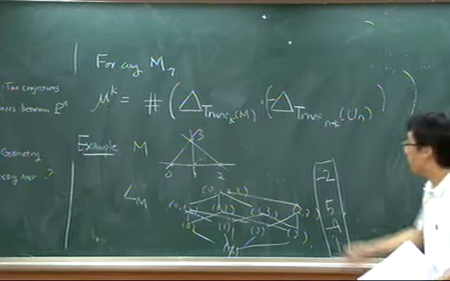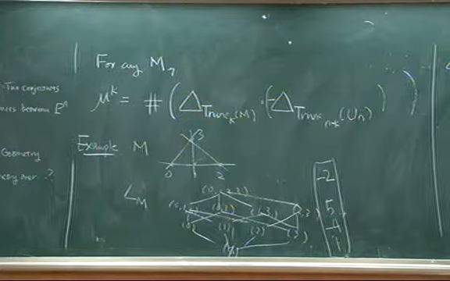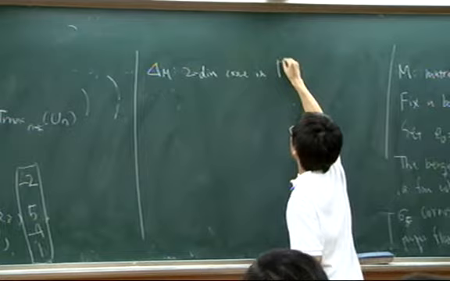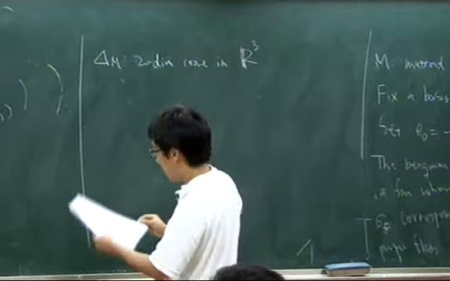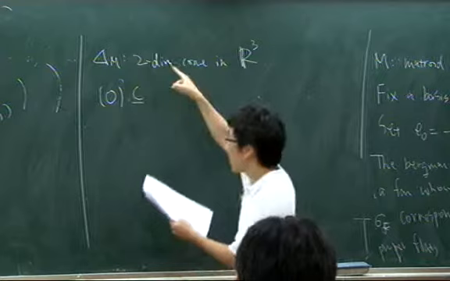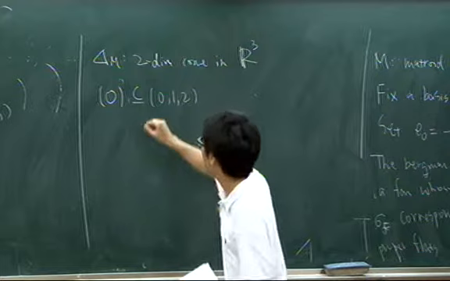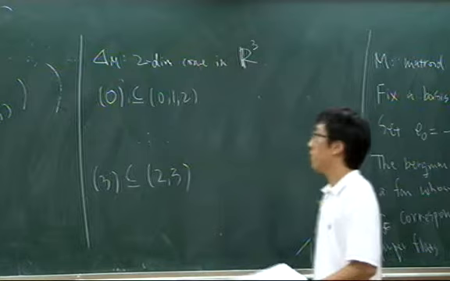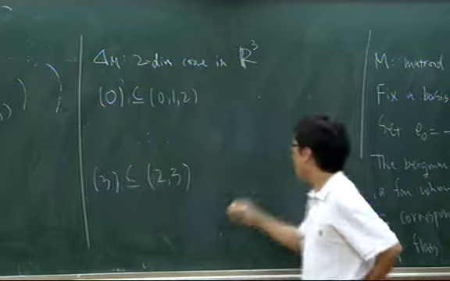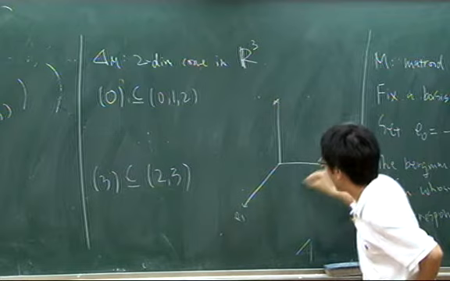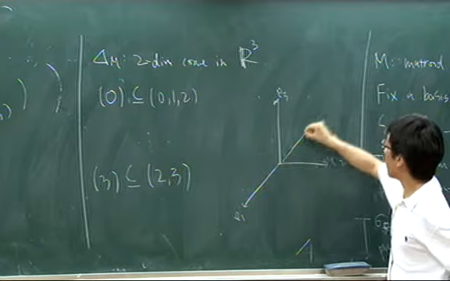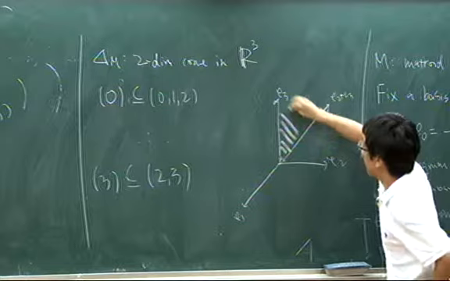We are constructing delta M, two-dimensional cones lying on R3, whose cones correspond to inclusions of flats, all those inclusions. So for example, this inclusion of flats corresponds to the cone generated by E1, E2, E3, E3 and E2 plus E3. So this is the cone corresponding to this.